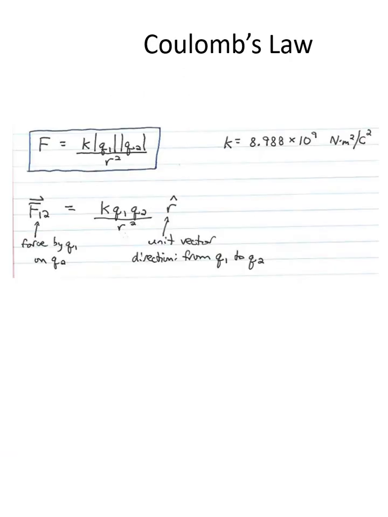Coulomb's law is given on the page there. It's the idea that there is an attraction or a repulsion, a force between two electric charges. The force is given by the equation in the box: some constant, which we'll call the Coulomb constant, K, 8.988 times 10 to the 9th newton meters squared per coulomb squared, times the absolute value of the first charge times the absolute value of the second charge divided by their distance squared.